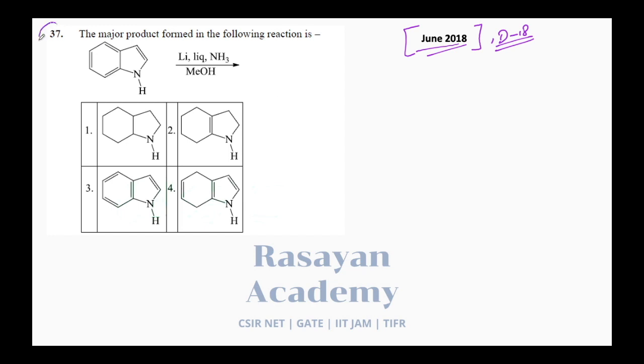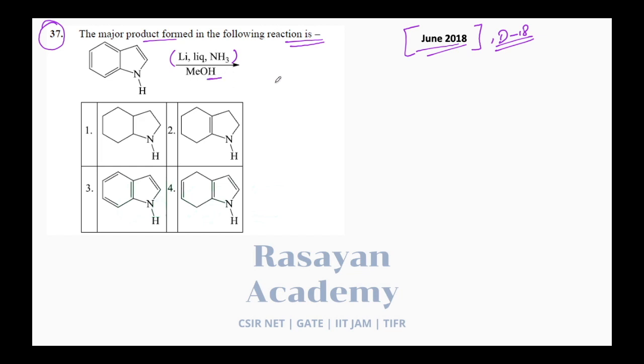Also, let's start with the first question, guys. Do solve the question by yourself and then see the solution. Okay, so the major product formed in the following reaction is, the molecule is indole and you are taking lithium in liquid ammonia in the presence of methanol, which is going to be a proton donor, proton source.